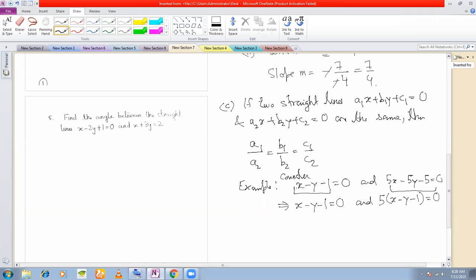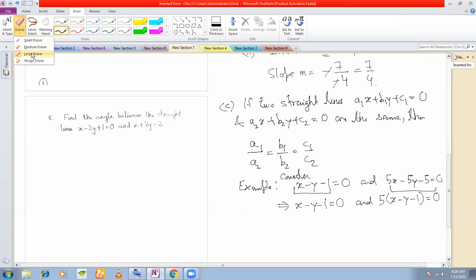So that is why if you see the relation, a1 by a2 must be equal to b1 by b2 must be equal to c1 by c2. It is not necessary that if two equations represent the same straight line, the coefficients have to be equal. No, the coefficients can be proportional. They have to be proportional.